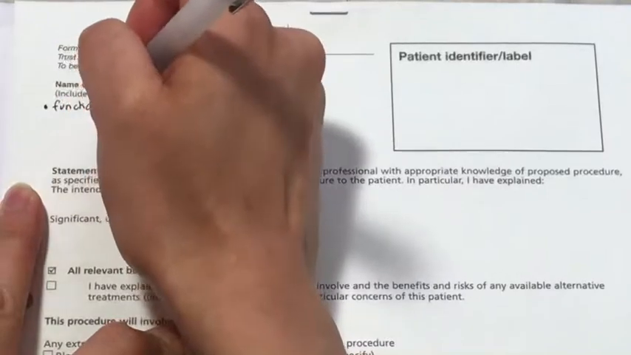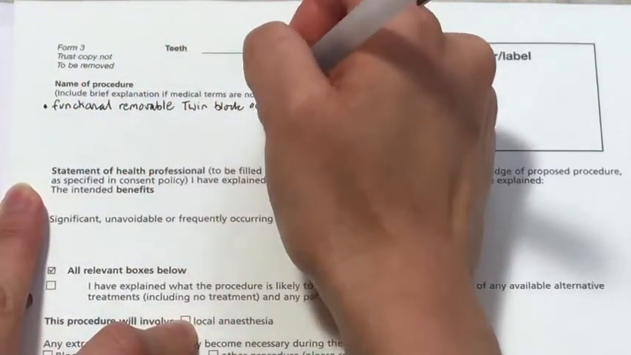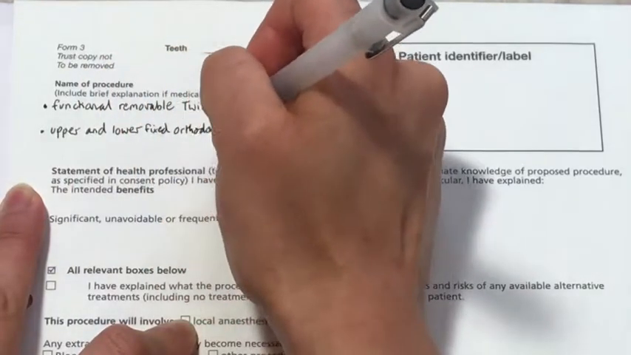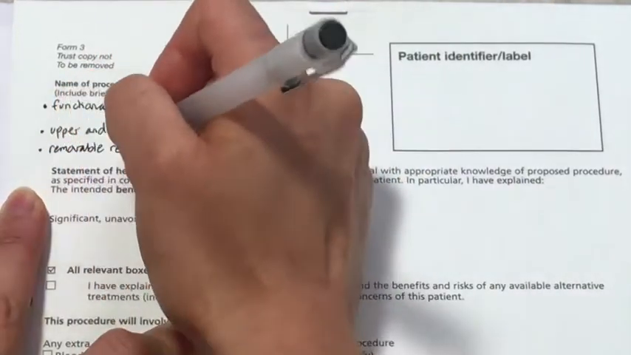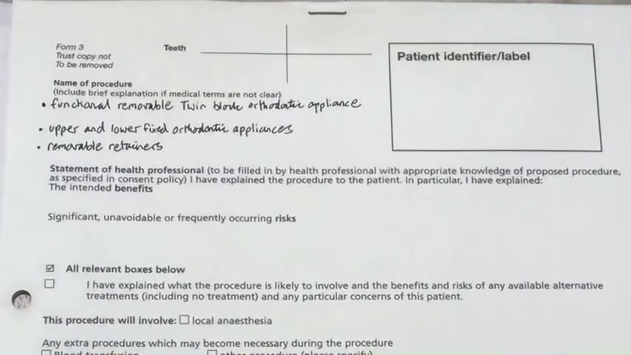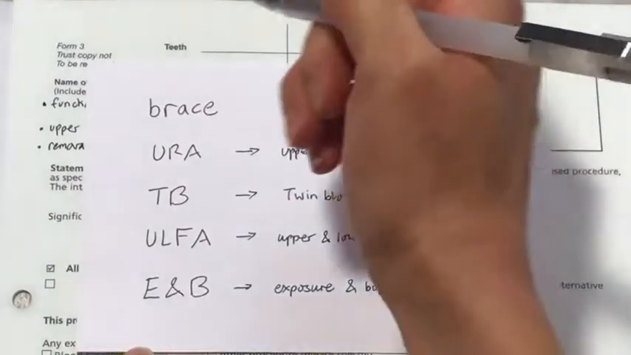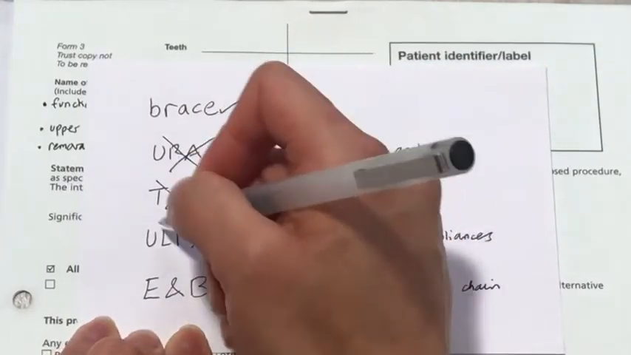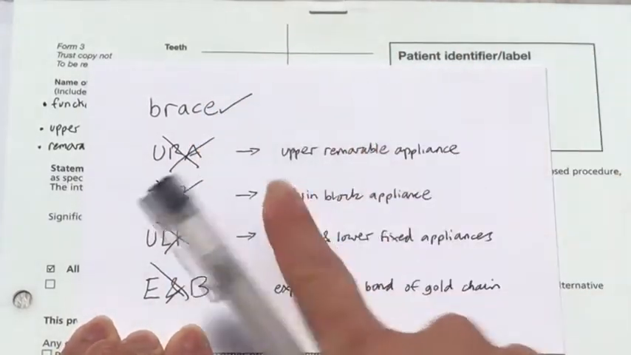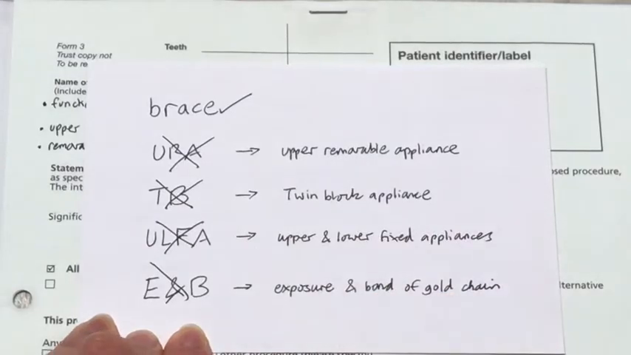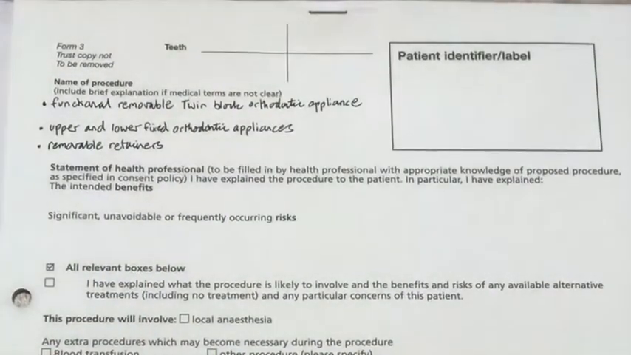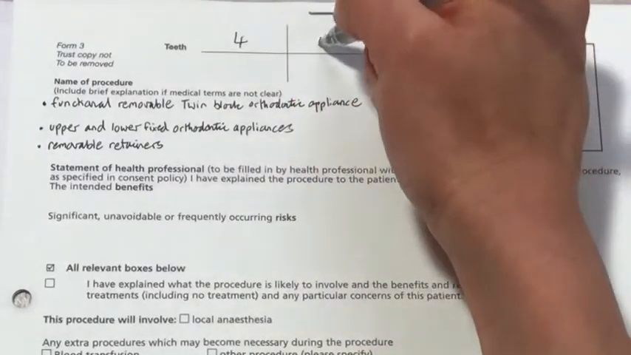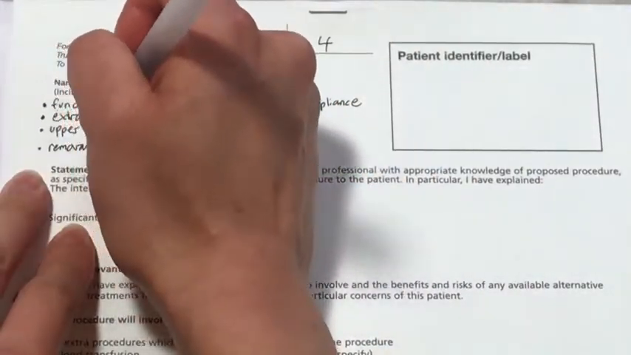In orthodontics, an example may be functional removable orthodontic appliance, upper and lower fixed orthodontic appliances, and removable retainers. Layman's terms such as brace is acceptable, but avoid using abbreviations such as URA, TB, ULFA and EMB. Write these out in full instead. If extractions are involved as part of the treatment, you could utilise the grid, but also supplement that with a written statement.